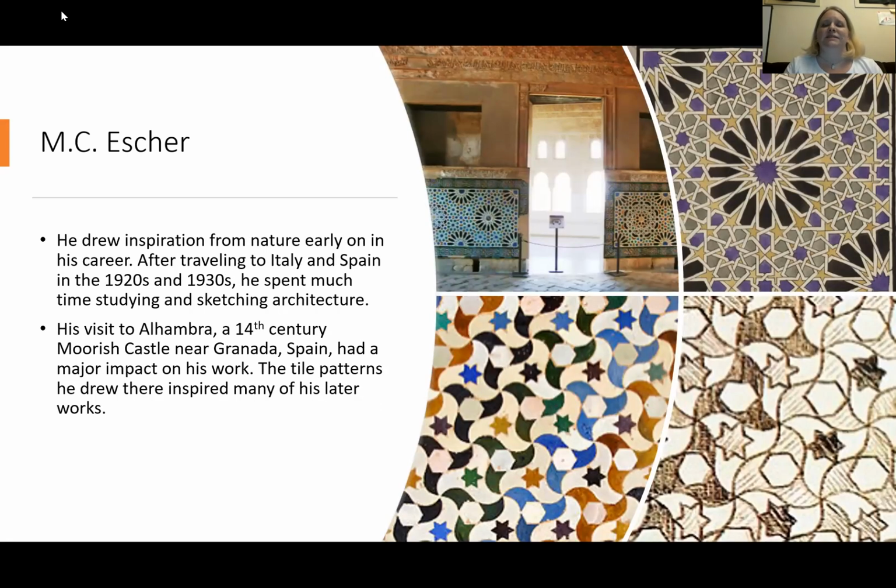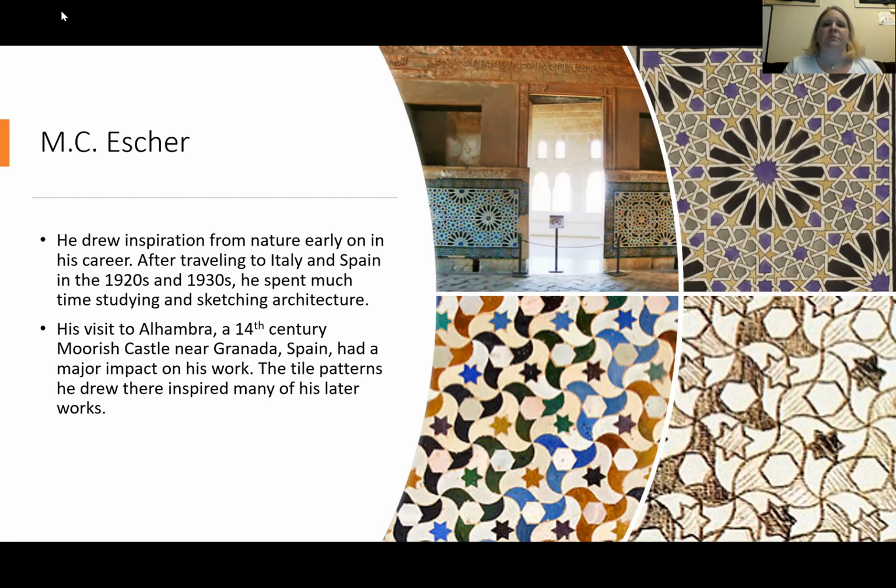We look at how tessellations came about whenever he visited a couple of different architectural structures. Early on in his career, he was really drawn by nature, but as he traveled around, especially to Italy and Spain in the 1920s and 30s, he saw a lot of architecture. Something very well known is that when he visited the Alhambra, a 14th century Moorish castle near Granada, Spain, he saw the intricate mosaic art built into this castle. And he was incredibly inspired by it.